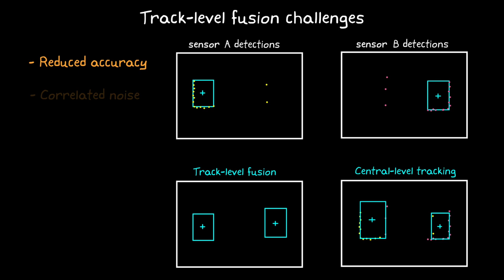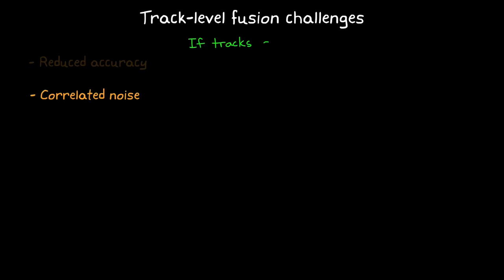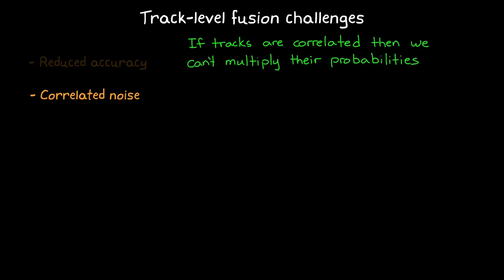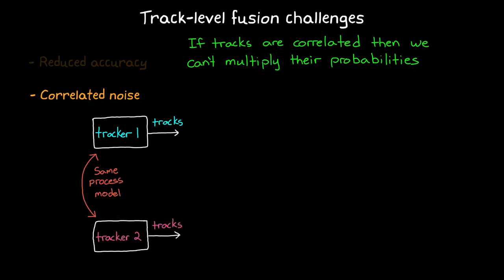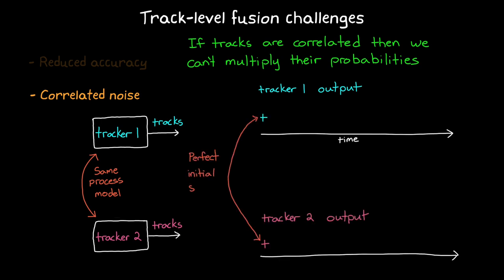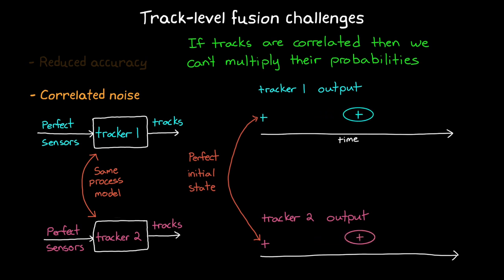But there is another issue with track level fusion that arguably is more important, and that's the problem with correlated noise. If the tracks that we're fusing together are correlated in some way, then we can't just multiply their probabilities together like we can in a standard Kalman filter. As an extreme example of this, imagine two trackers that are using the same process model to predict a future state. Each model is initialized with perfect knowledge of the state of the object, which it got from its own respective perfect sensor. As the models propagate this perfect state forward in time, our uncertainty grows due to the process noise, or errors in the model.